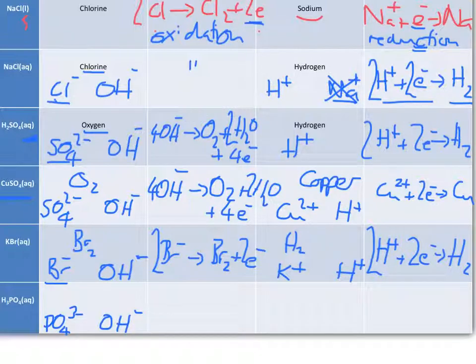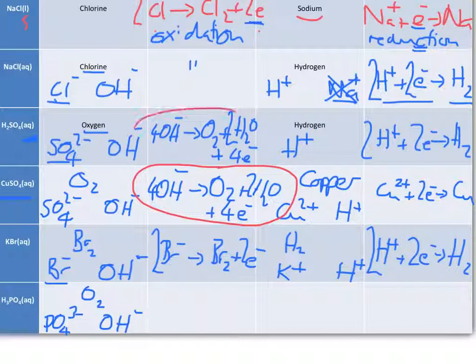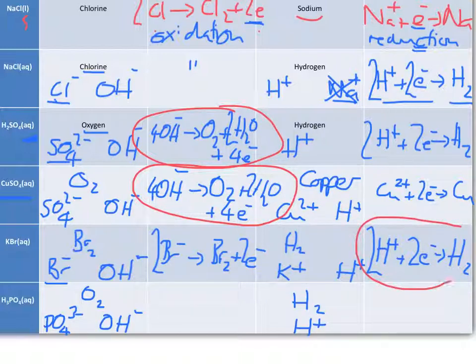Well, we haven't got a halide. We haven't got Cl- or Br- or I-, so we're going to get oxygen forming, and it will have the same half equation as up here and as up here. And the substance forming at the negative electrode must be hydrogen, because the only positive ion in there is H+. So we'll again have the same half equation as was there. So hopefully you can see the trends.